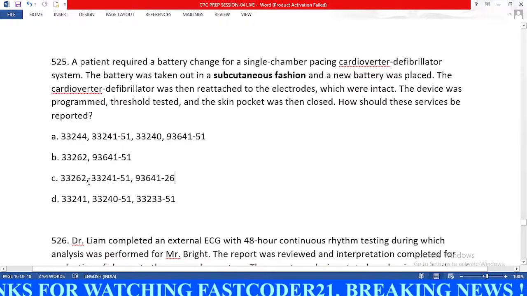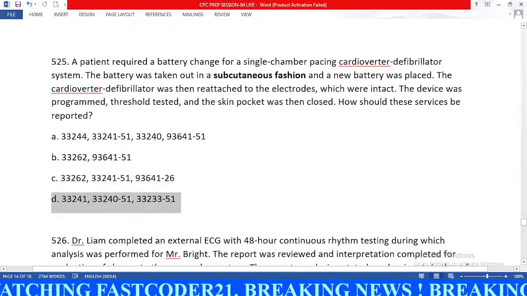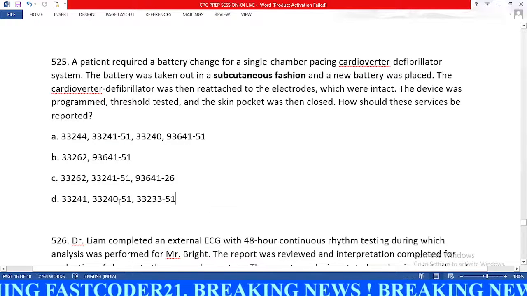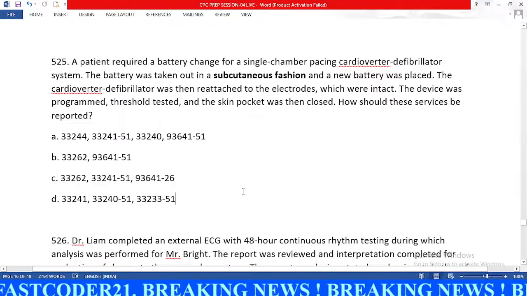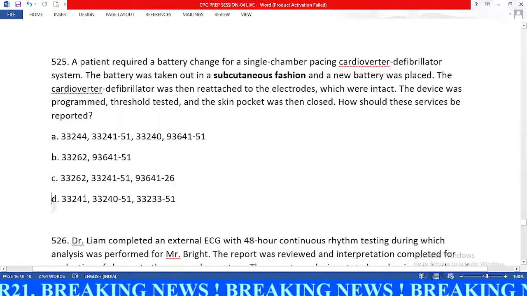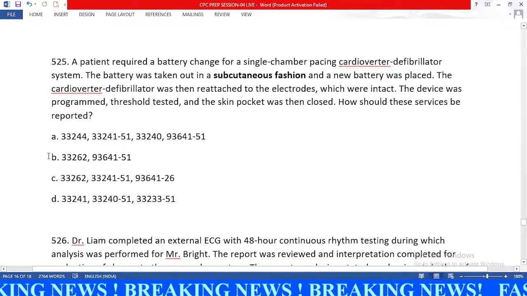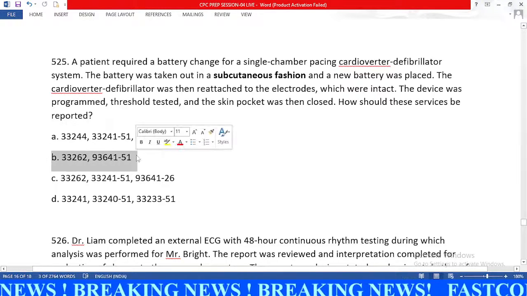Next one. D is also wrong. Why? Because with 33241, whenever there is a replacement, we no need to code the removal code. But D also includes the removal code. So directly we can eliminate D also. Here our answer is 33262 and 93641.